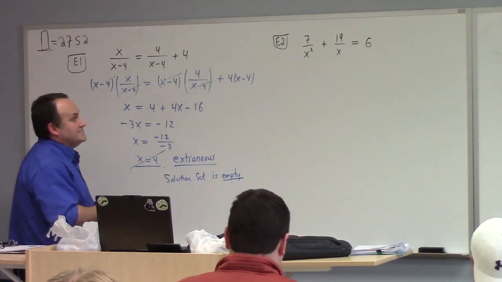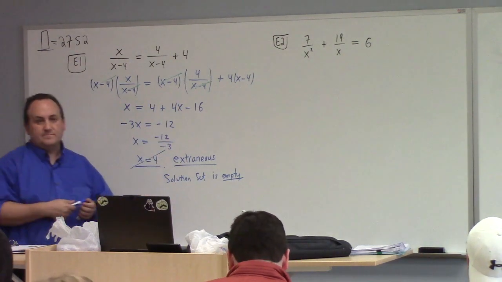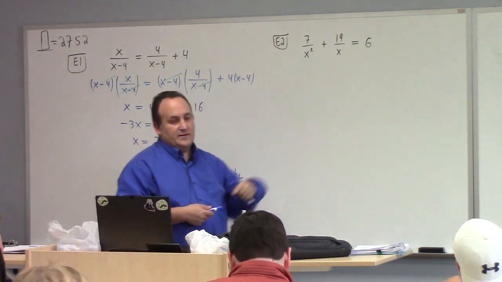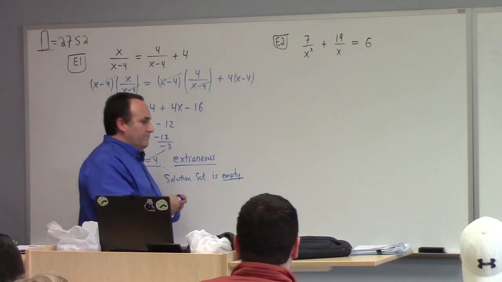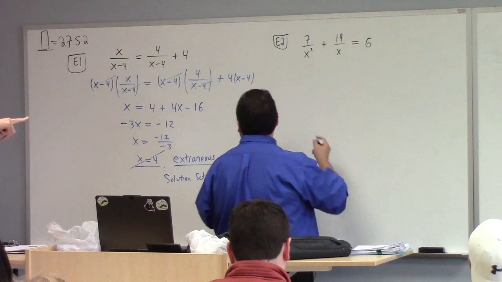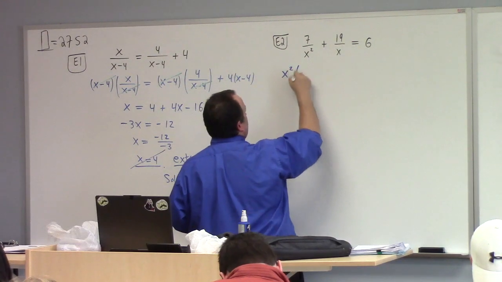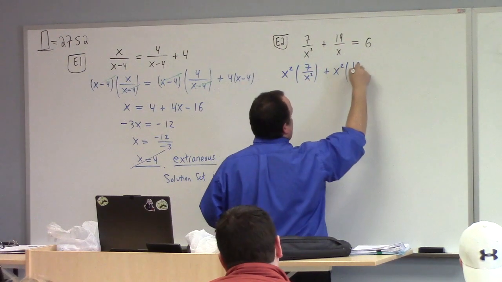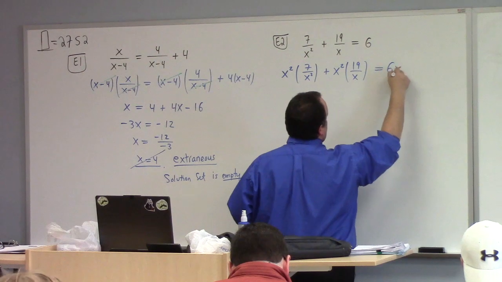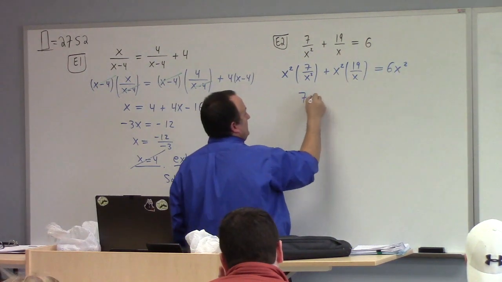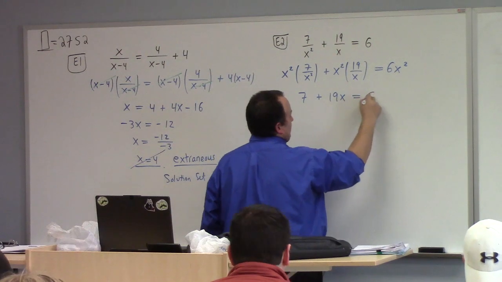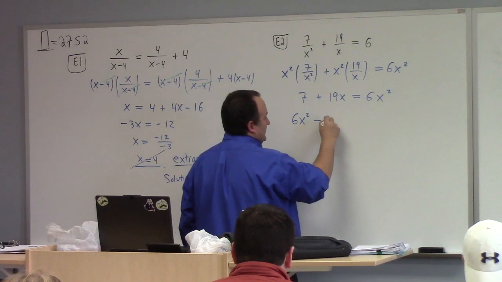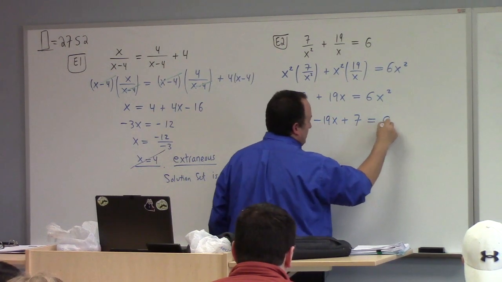But anyway, how about the next problem? How do we solve this? Should we multiply by x? Should we multiply by x squared? Multiply x times x. Multiply by x squared it is, yes. So x squared times 7 over x squared plus x squared times 19 over x equals 6x squared. So this gives me 7 plus 19x equals 6x squared. Bring everything to one side. We get 6x squared minus 19x plus 7 equals 0.